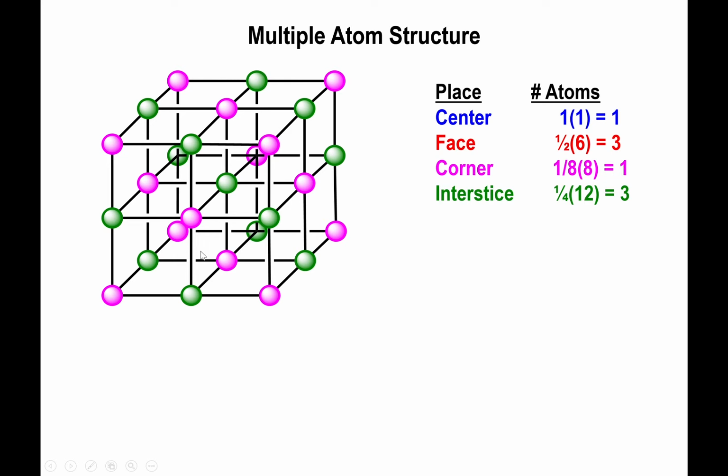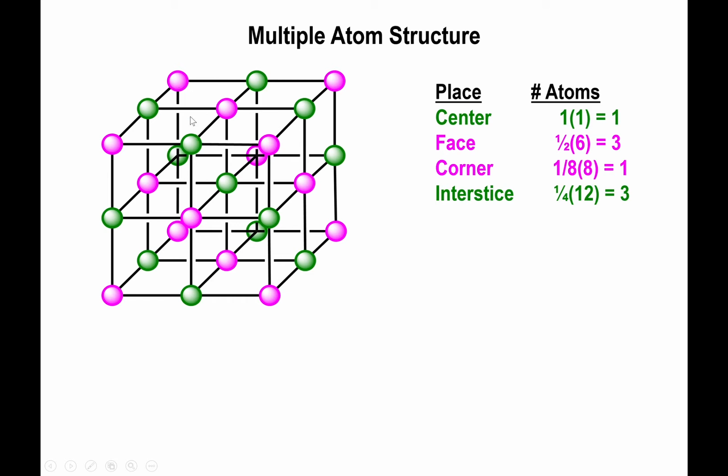Now notice what I've done right here. I am separating the atoms by color. I made some of them the same color, and then I made the other half, roughly speaking, a different color. What we see right here is that all the green atoms, which are interstitial sites as well as the center atom, represent 1 and 3 atoms altogether. So we have 4 green atoms altogether in this cell.